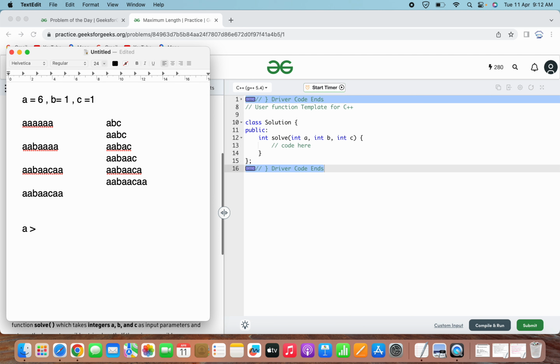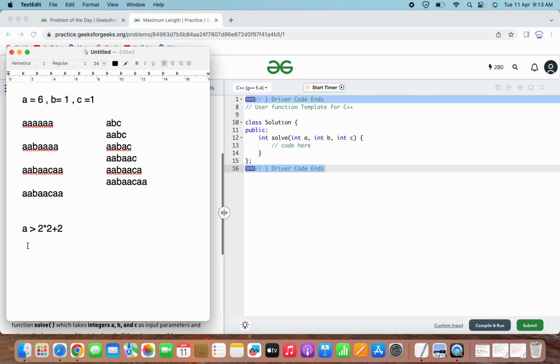So the occurrences of A should be greater than what? How many other occurrences are there? If we combine the occurrences of B and C, then we have two occurrences. So that is 2 into 2 plus 2. Because between each two different characters, we can place two same characters. That means if the number of occurrences of any character violates this condition, then we can say that this string formation is not possible.